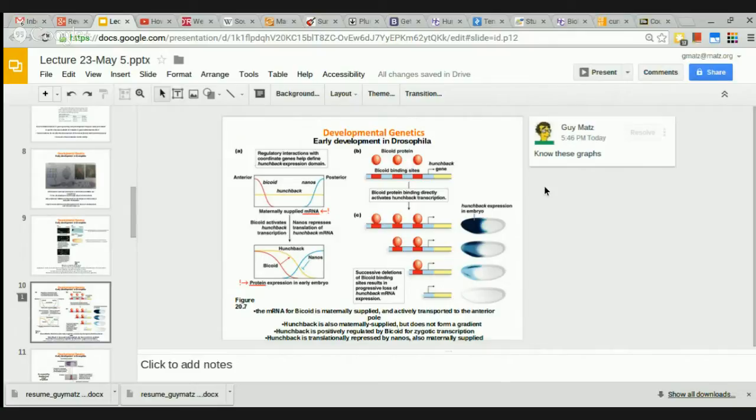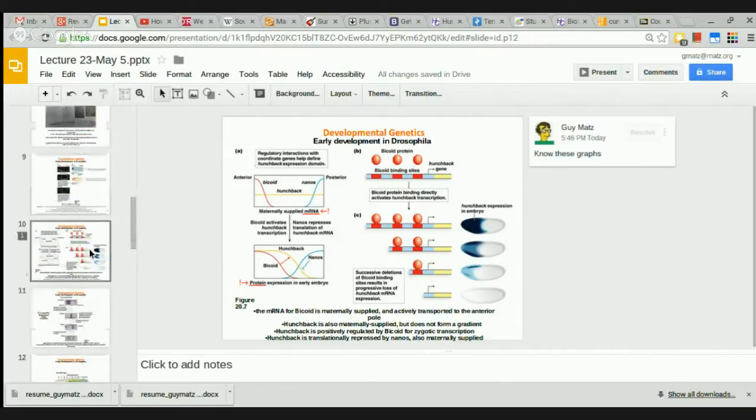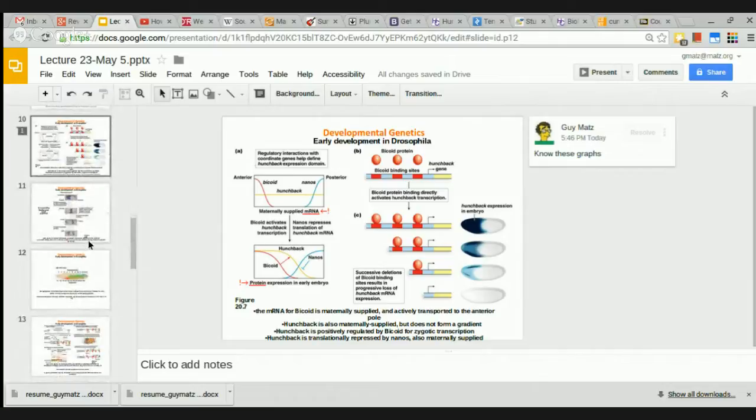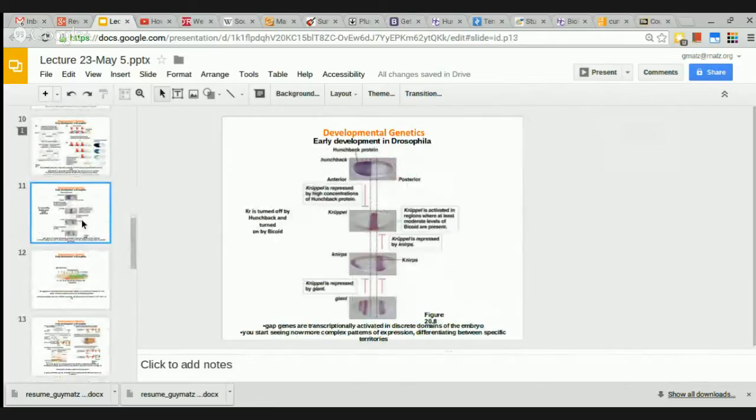And so from the morphogens, nanos and bicoid, we move on to more complex expression patterns that are shown in the gap genes. So are there any questions? Something you'd like me to elaborate on?